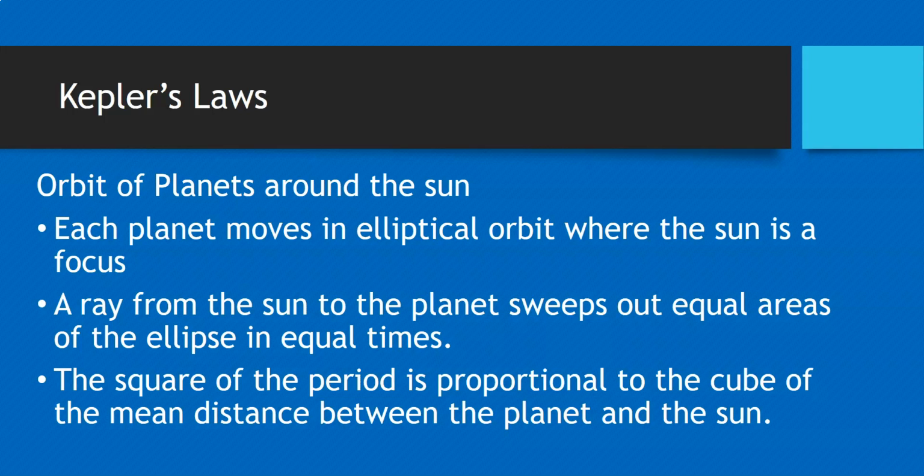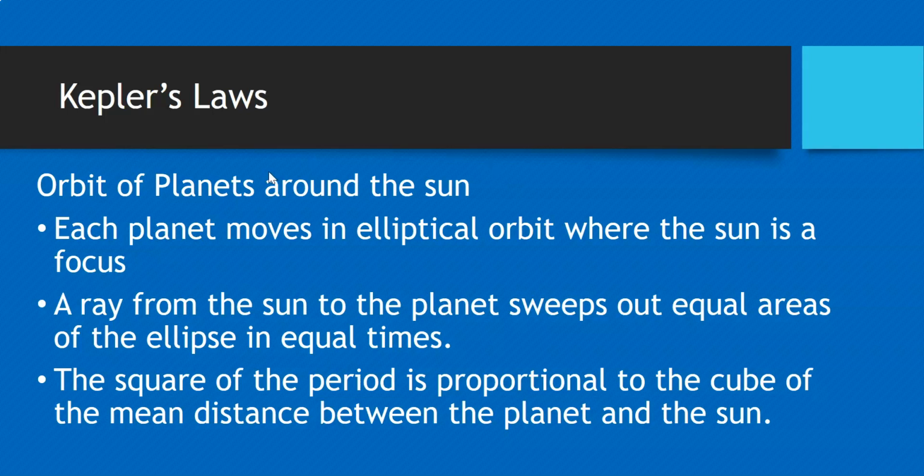So when a planet is traveling around the sun, Kepler observed that each planet moves in an elliptical orbit where the sun is a focus. So the sun is a focus of this ellipse. So each planet does that.